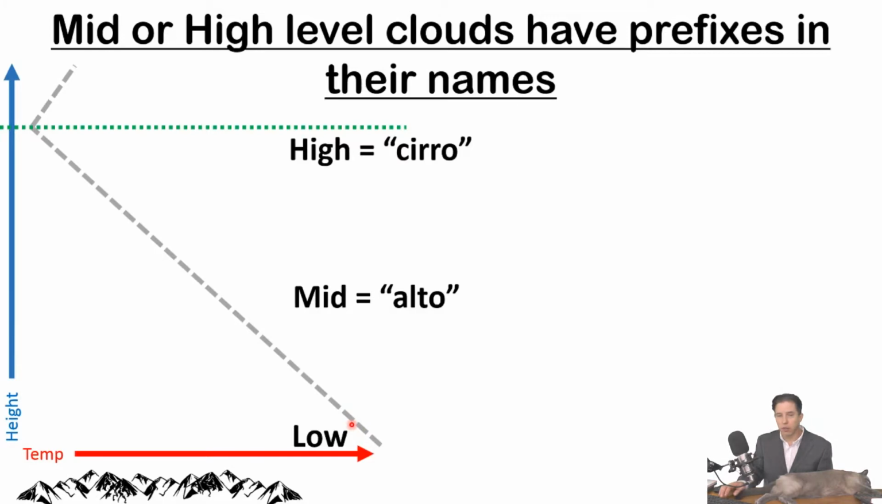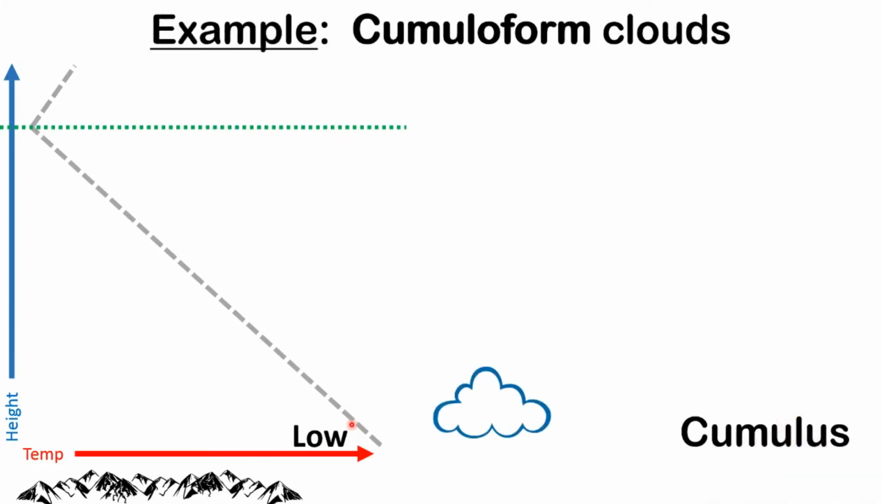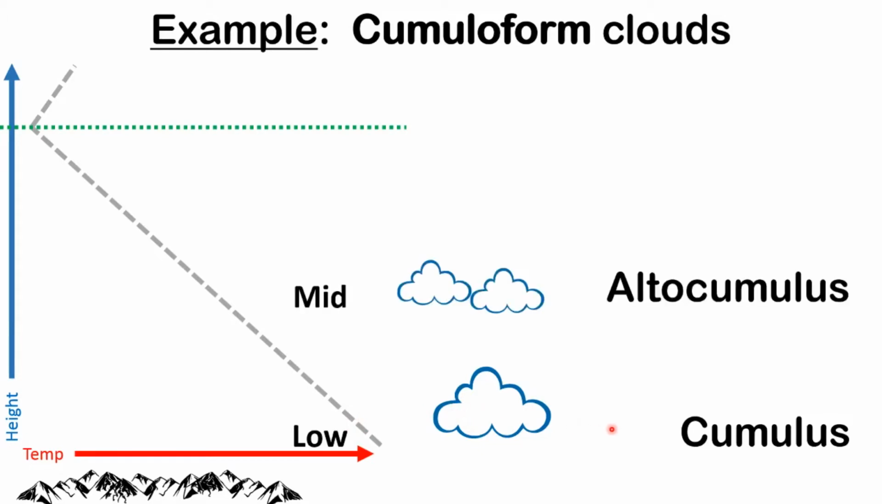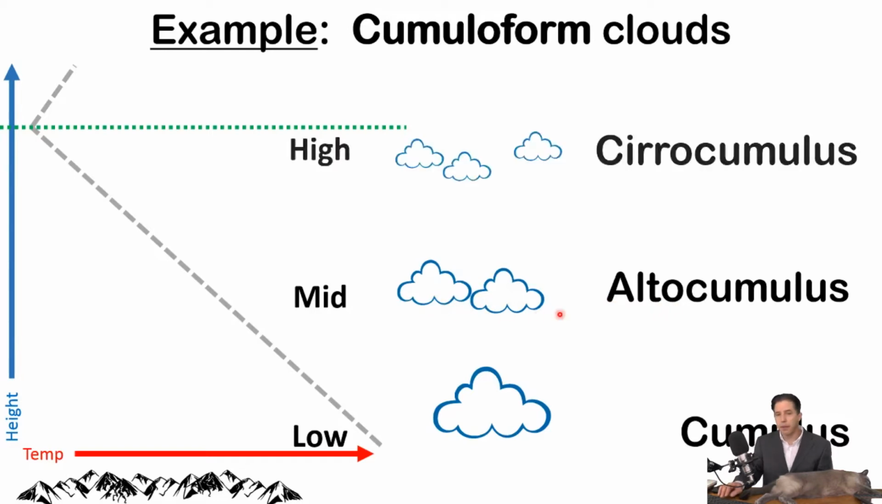Okay, so let's do an example. If I have a puffy cloud, a cumuliform cloud, and it's down low, I'm going to call that cumulus. If I then move to the middle part of the atmosphere, the troposphere, I'm going to add the prefix alto to it. So it's an altocumulus. And they're going to look smaller because they're higher up. And then if I move them all the way to the top of the troposphere, I'm going to call them cirrocumulus. And they're going to be smaller still. So this is sort of the naming system.